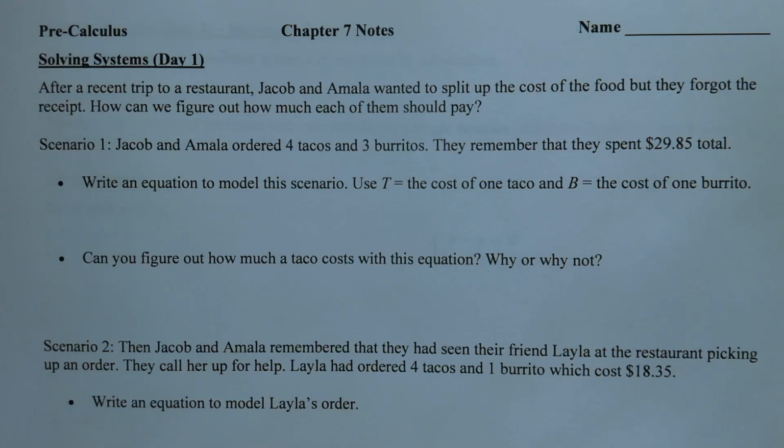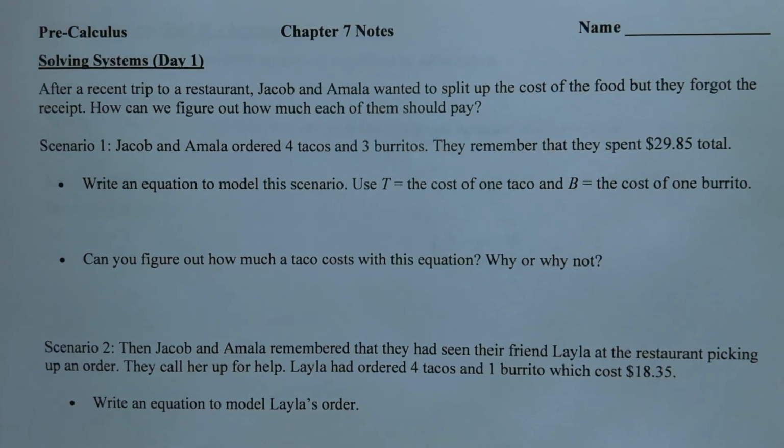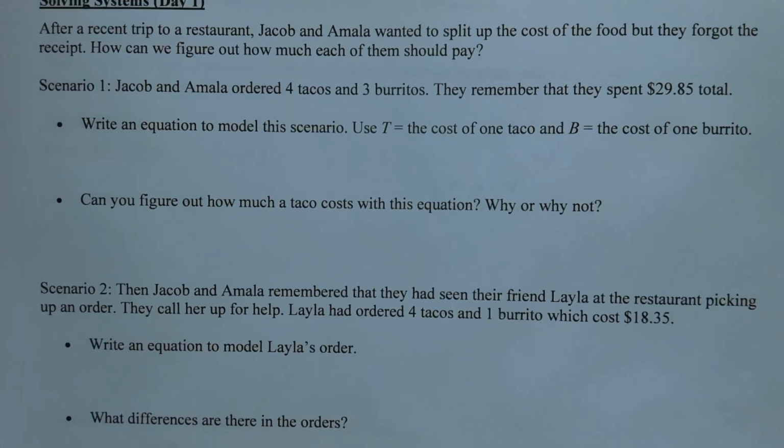So after a recent trip, Jacob and Amala wanted to split up the cost of the food, but they forgot the receipt. So can we figure out how much each of them should pay? They ordered 4 tacos, 3 burritos, and they remember that they spent $29.85.